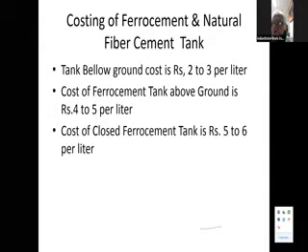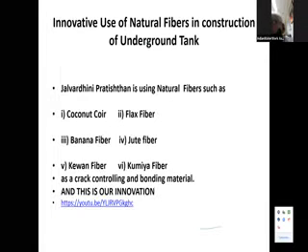And with this, you are teaching a technology either to a contractor, if it is in an urban area, or to a mason in a rural area, who can replicate this technology as per his knowledge and capacity. So we will go for innovative use of natural fibers in construction. This is our innovation. We have used all these natural fibers: coconut coir, flax fiber, banana fiber, jute fiber, carbon fiber, whatever fibers are locally available. We use them as a crack controlling and bonding material.